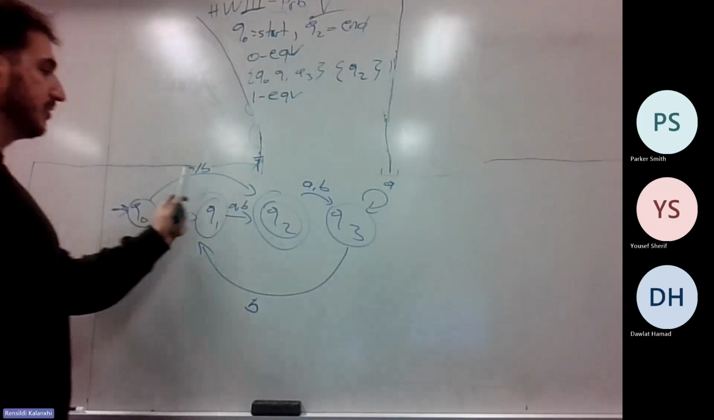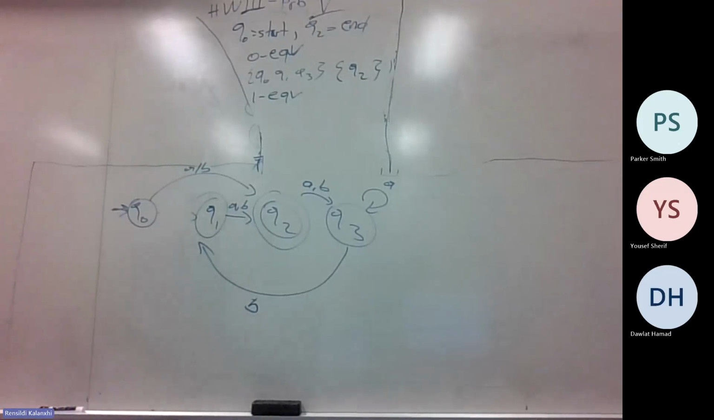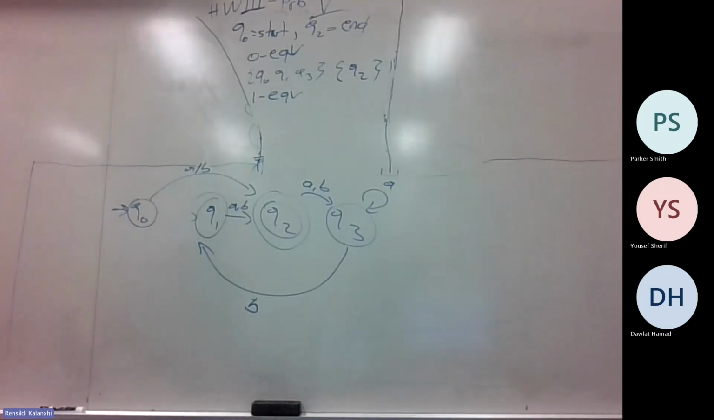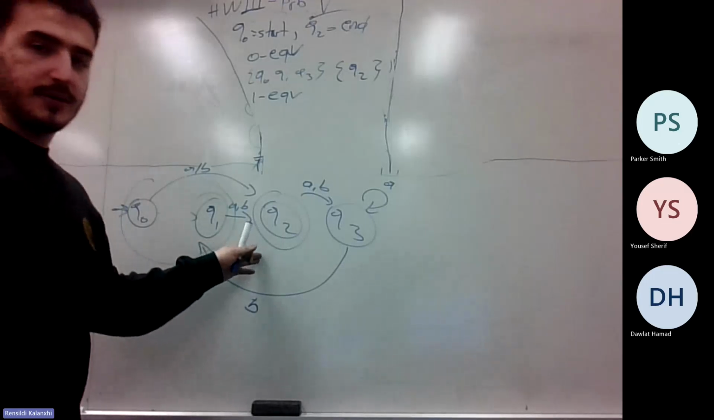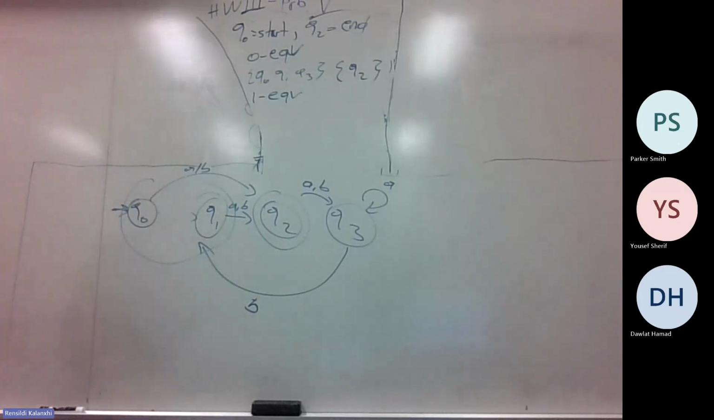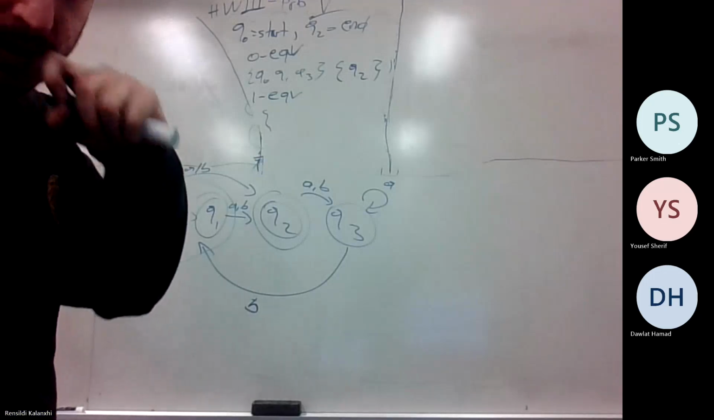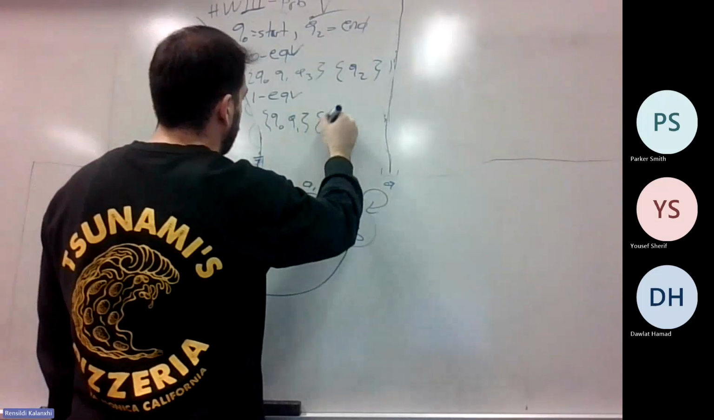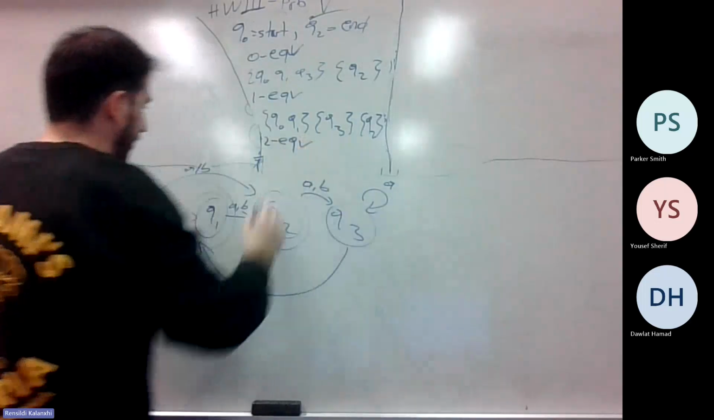Q0 pointing to Q2, right? We're also seeing Q1 pointing at Q2. So if you see here, right, you have these two states pointing to Q2, right? So that's why we are separating these equivalences. Q0, Q1, and then Q3, Q2.